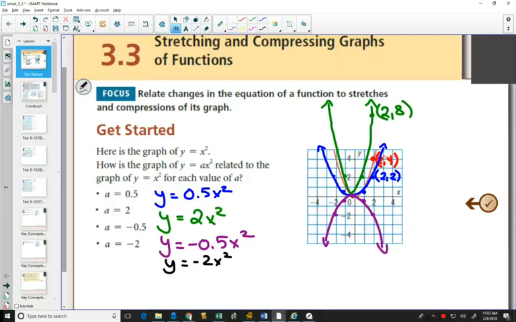And same thing with our black graph. It's reflected over and narrower as well.